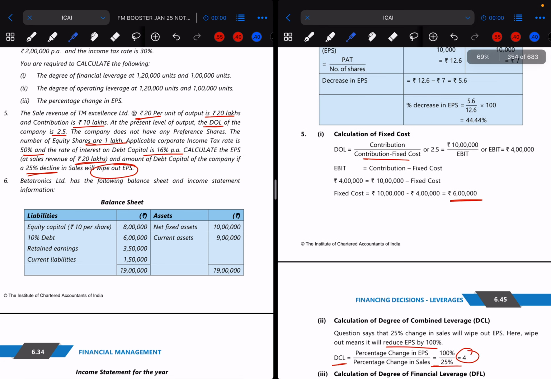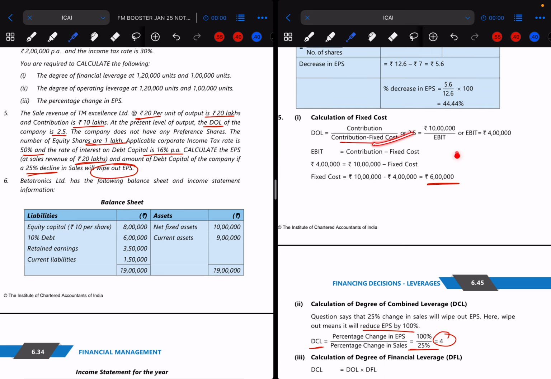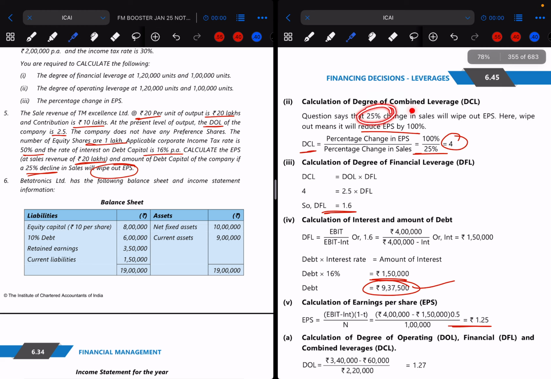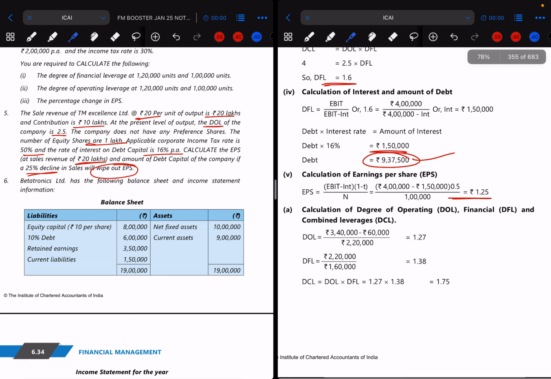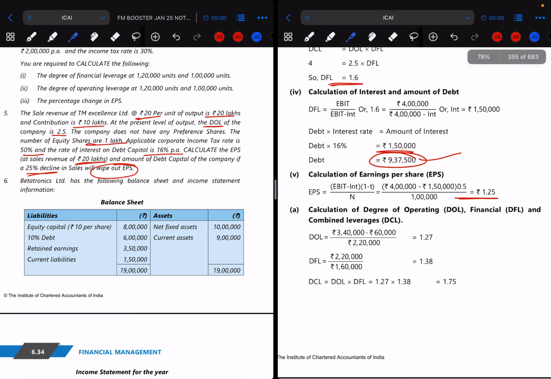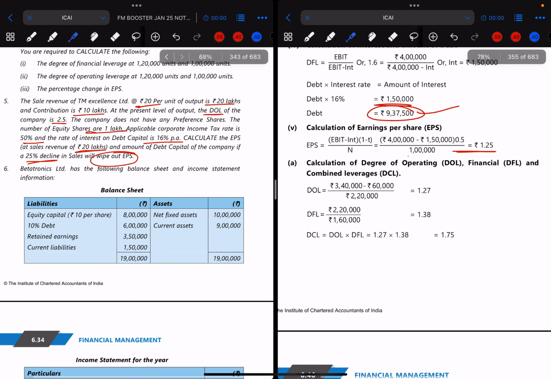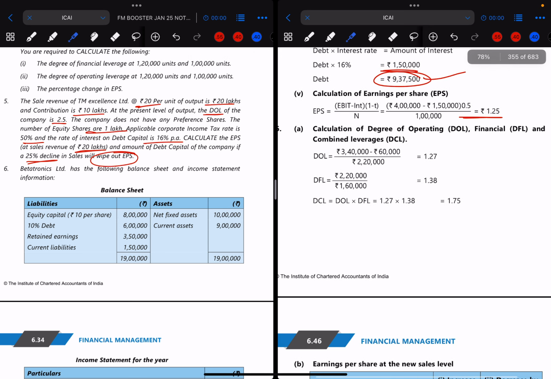There is nothing big deal, you'll put the DOL formula and find out the fixed cost here. The degree of change, understand this, a 25% decrease will reduce EPS by 100%. In that case, DCL will be 4, and you just have to find out this one, and calculation of data. Even this one is very easy, you just have to find out the interest first. Interest into rate is the amount of interest, just divide it and you will get the answer. EPS, you just have to do by income statement.